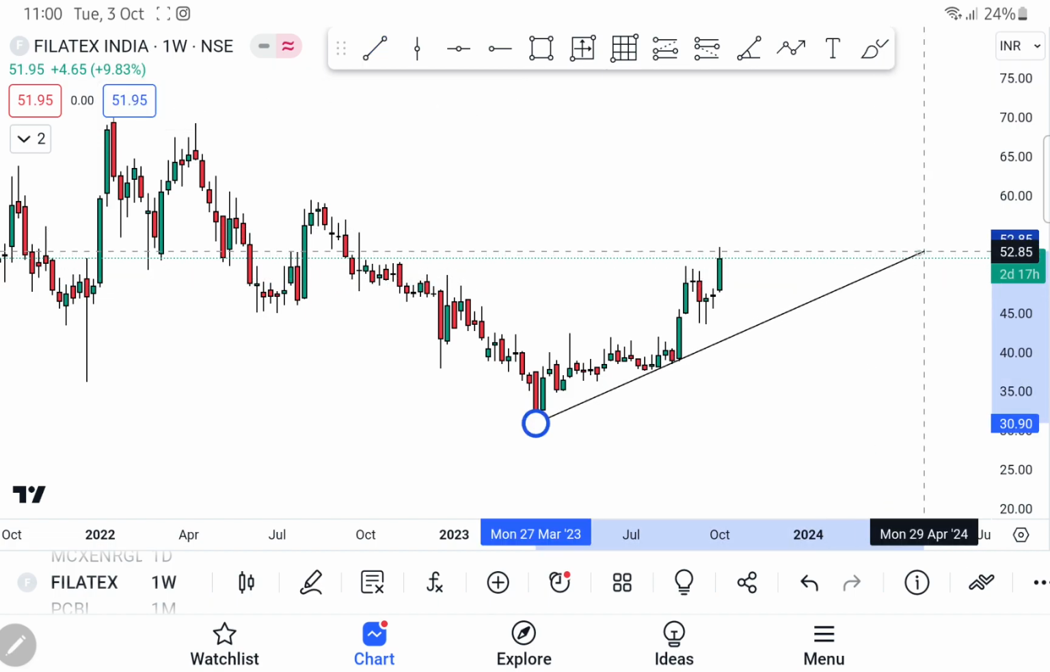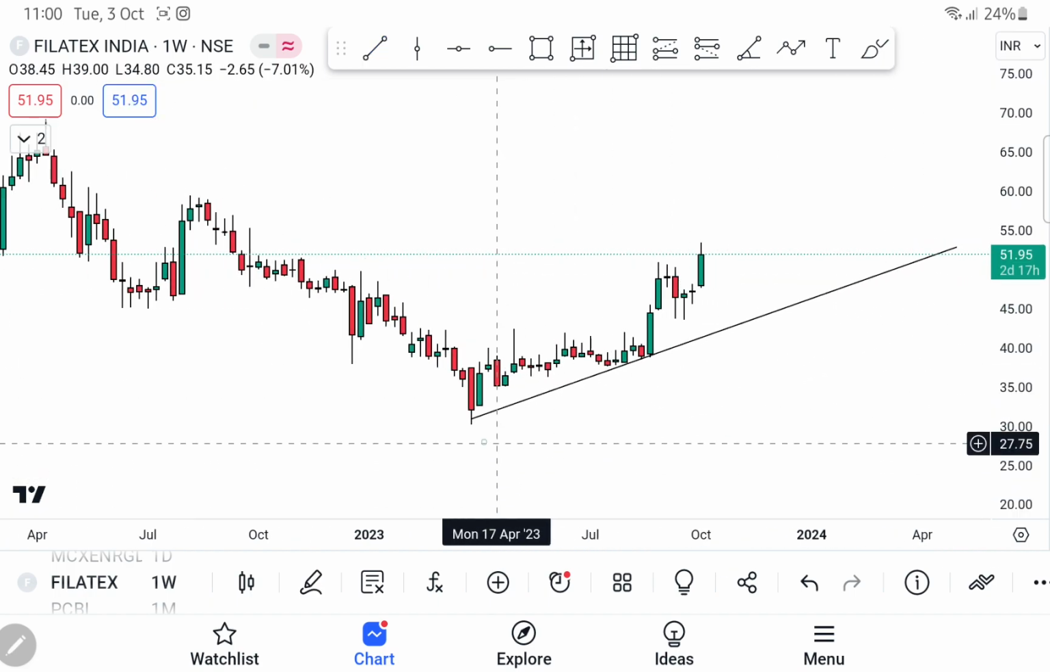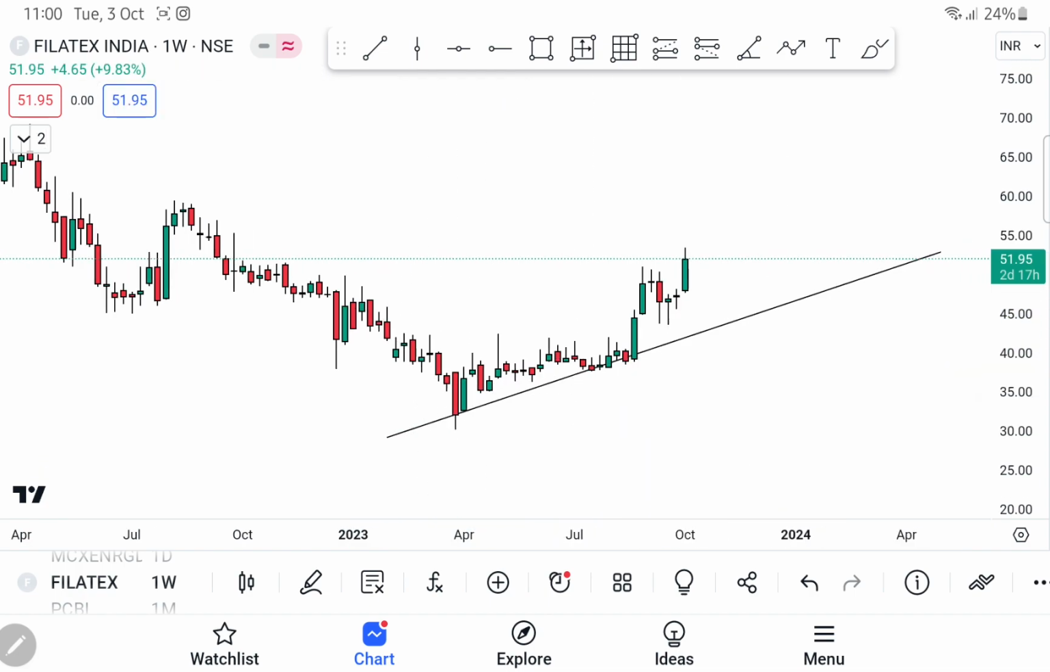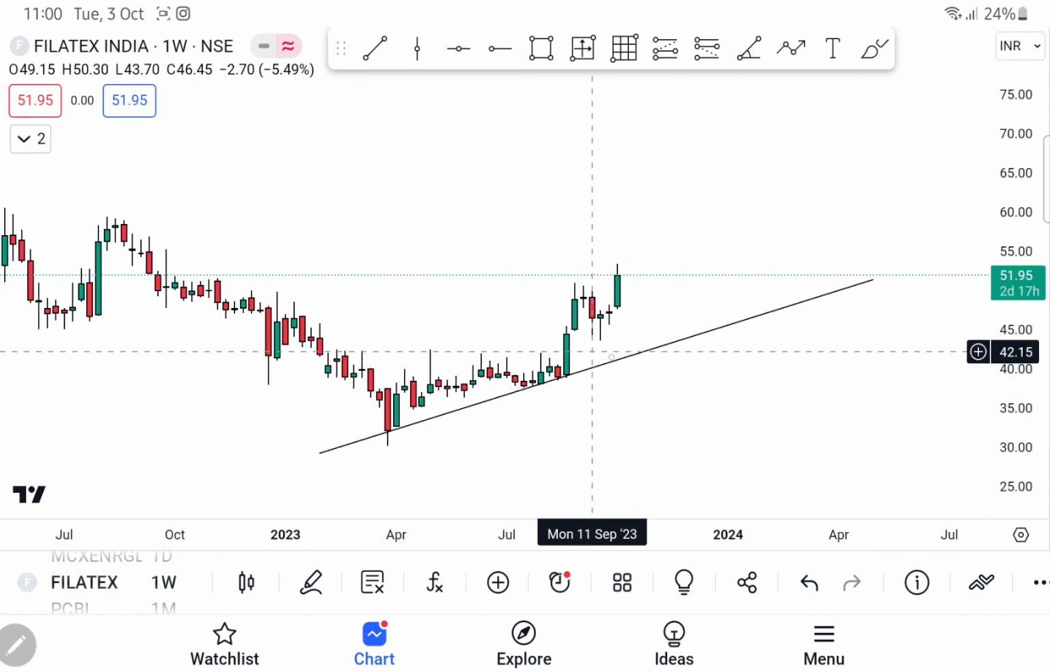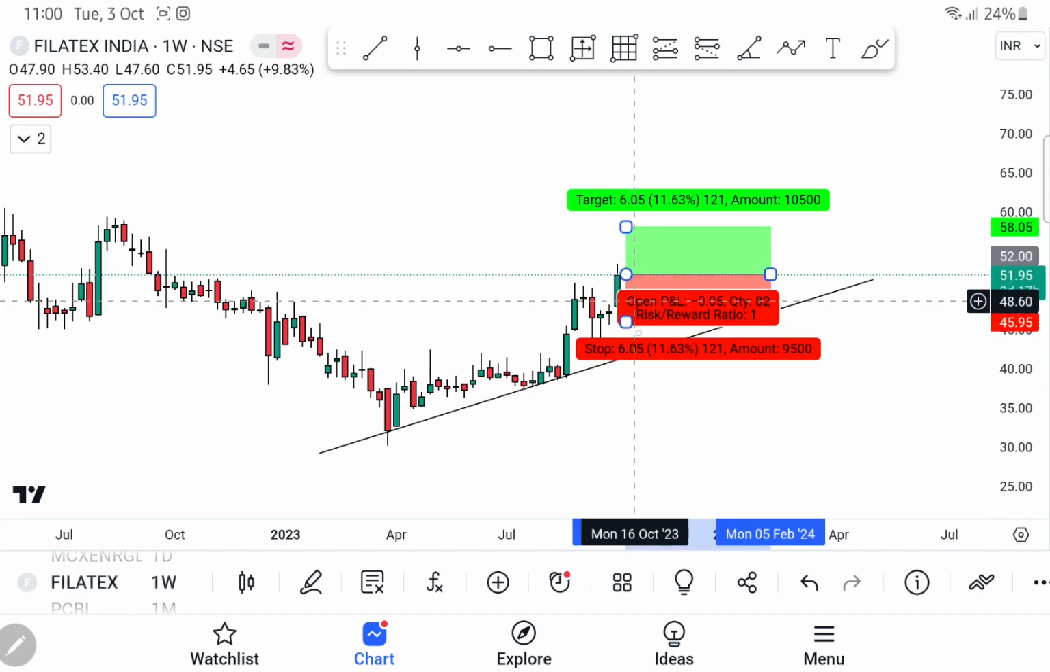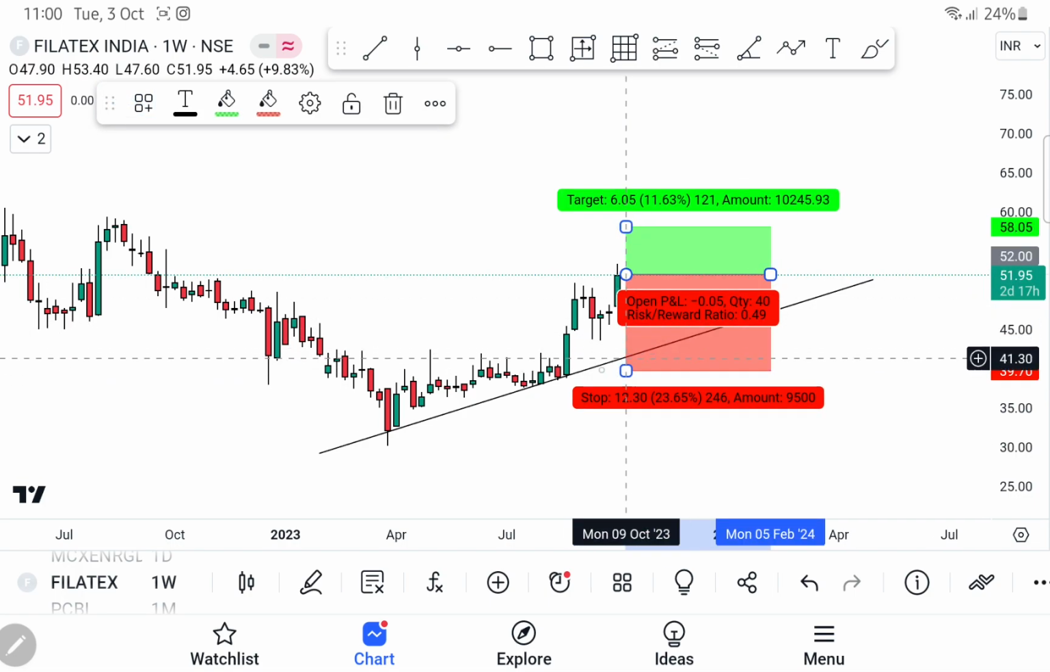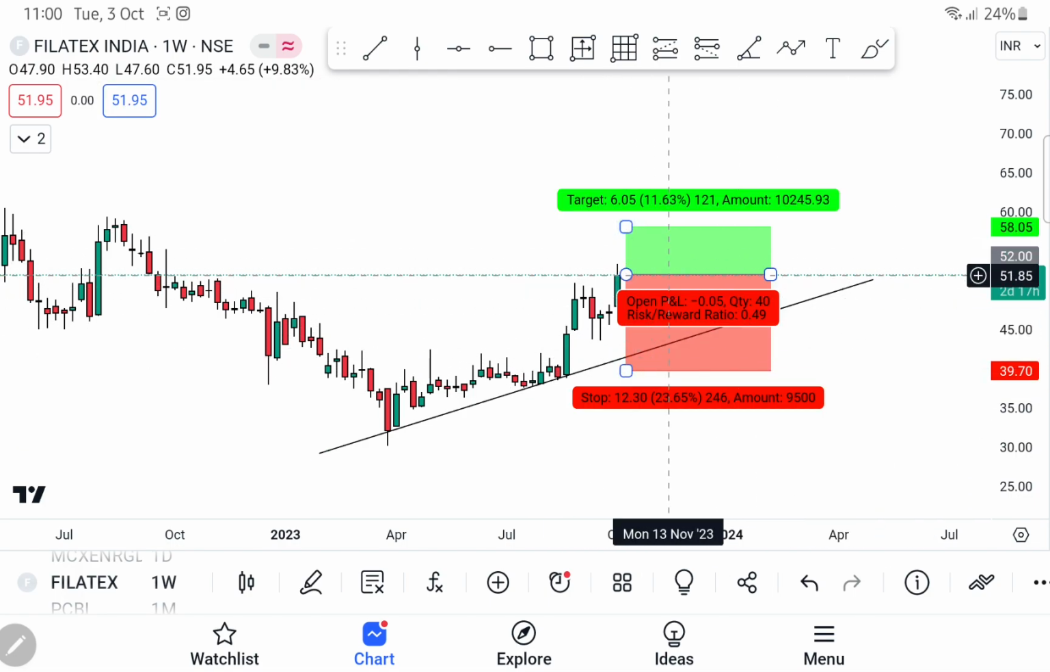Is this a good buy? How do I buy this? This is definitely not a very good buy because the stop loss will be too far. And what might happen is, it might come down to test this trend line also.